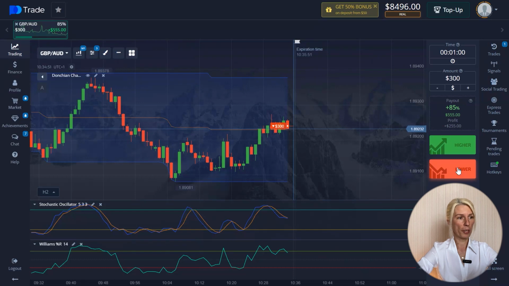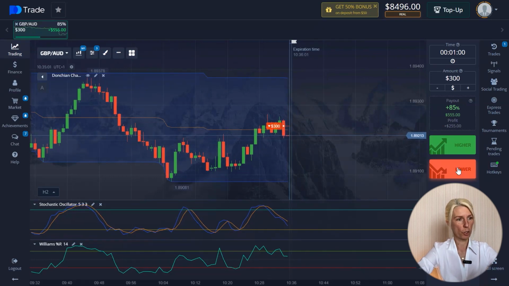And right before opening this trade, I saw that the Williams line began to decline and left the overbought zone, which is located between its 0 and -20 levels. Such a movement was a signal for me about a possible price decline.